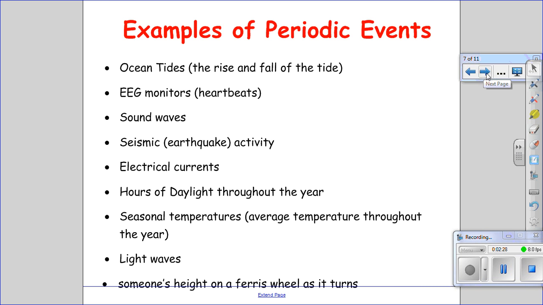EEG monitors that measure heartbeat, sound waves, seismic activity, electrical currents, number of hours of daylight throughout the year, seasonal temperatures, the average temperature throughout the year, light waves, even someone's height on a Ferris wheel as it turns is a periodic event.